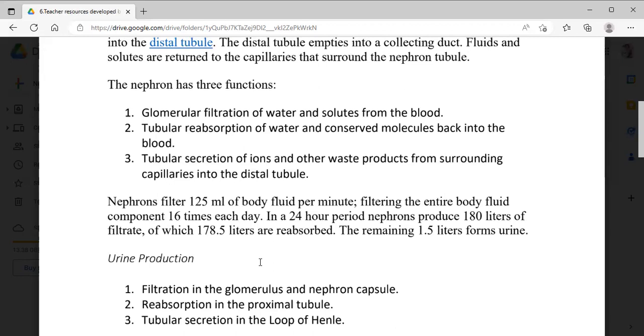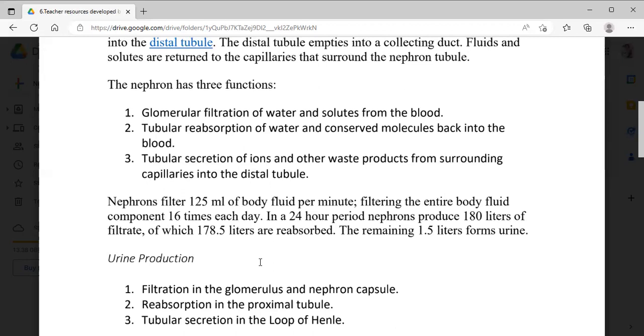हर दिन 16 बार पूरे body fluid को वो filter कर देता है. In a 24-hour period, nephron produce 180 liters of filtrate. इतना लीटर filtrate nephron बनाता है, of which 178.5 liters are reabsorbed. इतना filtrate वापस reabsorb हो जाता है body में, and the remaining 1.5 liters urine बन जाता है.